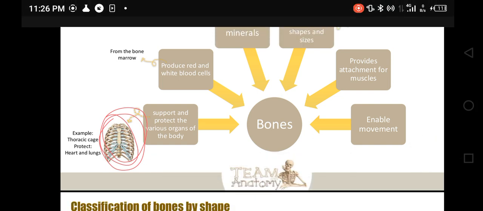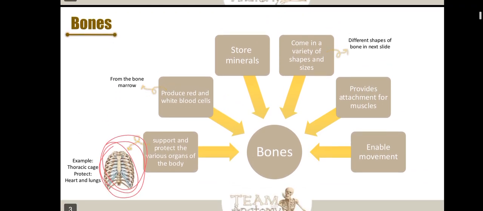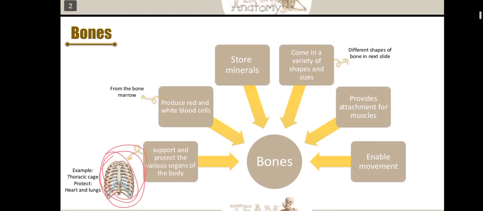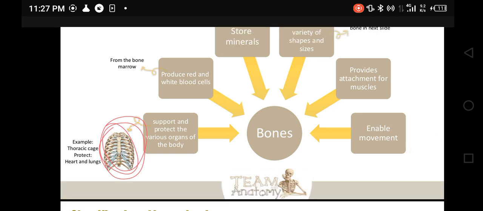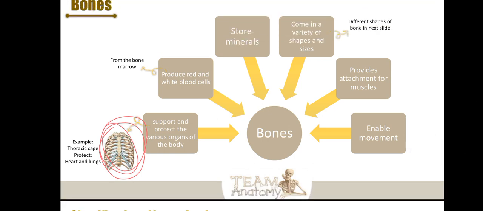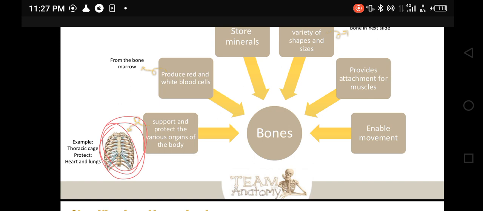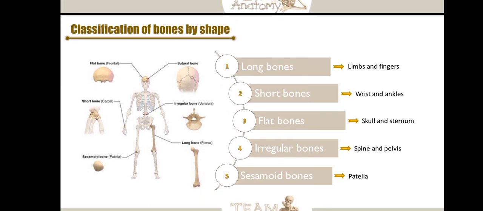Going to the next, bones produce red and white blood cells. Now, if we go back to our physiology, we get to know that not every bone, not at every stage, does bone produce red blood cells and white blood cells, okay? Bones store minerals, that's calcium. Bones come in a variety of shapes and sizes. This is a characteristic, not an importance, okay? And bones provide attachment for the muscles, right? Check like your brachiocephalic attaches where, your brachioradialis attaches where, and so on. Bones enable movement, alright?